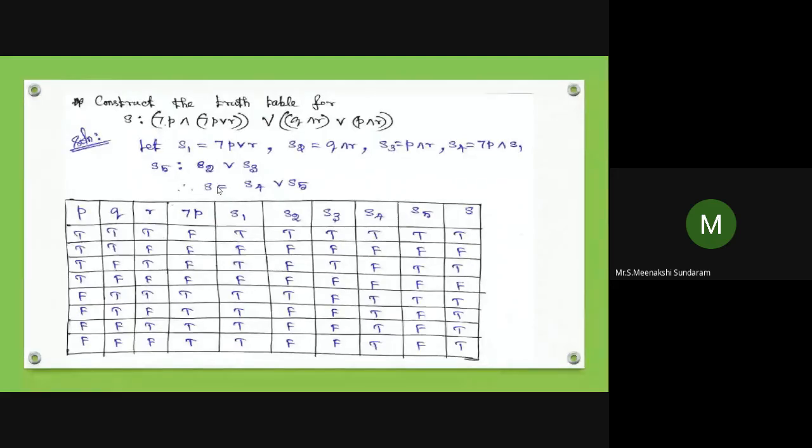So first P, Q, R. There are 3 inputs, meaning 2 to the power 3, so 8 outcomes will come. That's why I write 4 true, 4 false for P. For Q, 2 true, 2 false, 2 true, 2 false. And R: true, false, true, false, true, false, true, false. First I like to identify negation P, then go for S1, S2. Try to draw the gridlines.